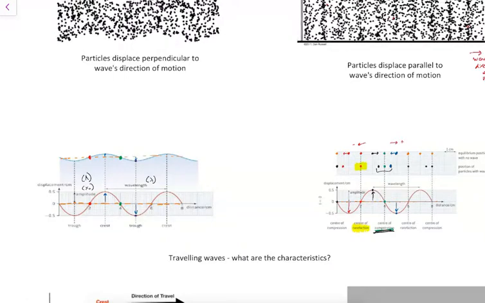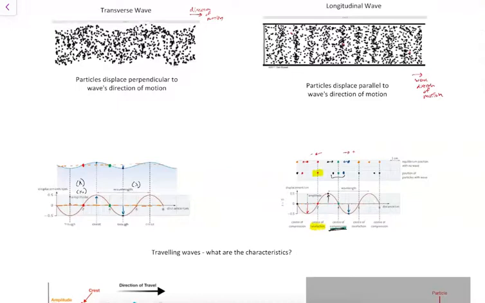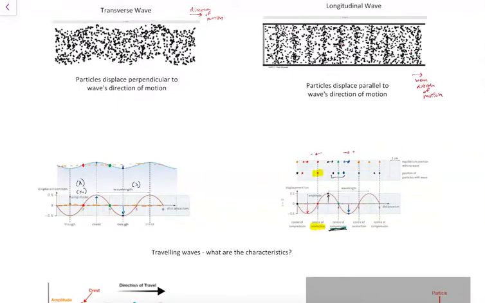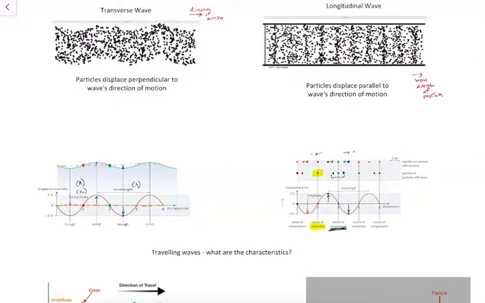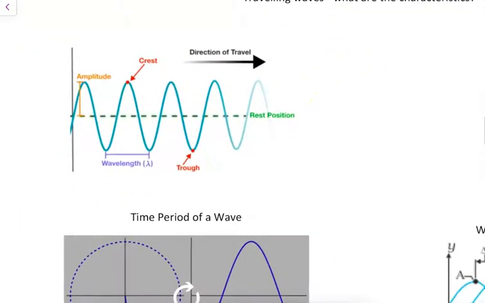Okay, now we've been looking at traveling waves, but let's give some more information about how to understand traveling waves. They're traveling, which means they must have a speed. So let's start with looking again at these characteristics, and which ones help us understand how to find wave speed.